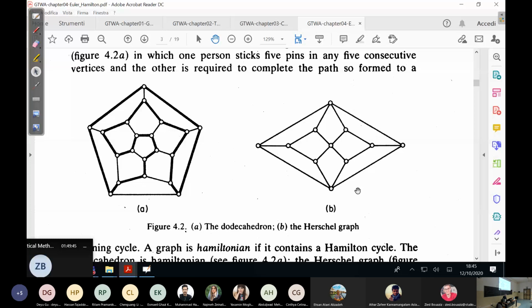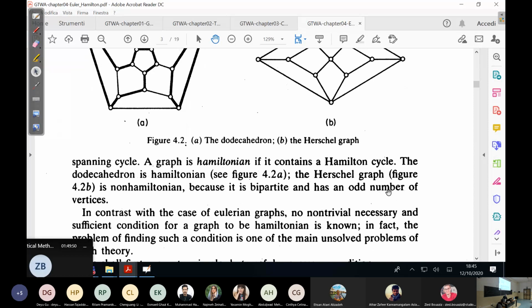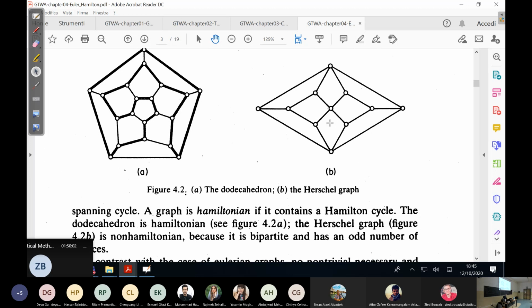There are also other ways of seeing that a graph is non-Hamiltonian. Take this, the Herschel graph. How do the authors show you that this is not Hamiltonian? It is bipartite, and you can check this. We know how to check whether a graph is bipartite without finding the bipartition. Do you remember another wonderful, very simple characterization? It is bipartite if and only if all cycles are even.